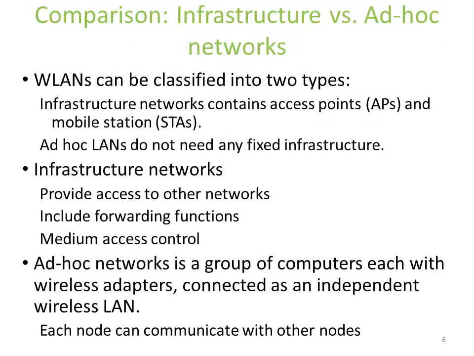Because of these different types of design goals, these networks may be classified into two different types. One is infrastructure networks, which contain access points and mobile stations. One of the best examples of infrastructure networks with access points is in most of the metropolitan cities, where the network or the internet is provided by the local people.